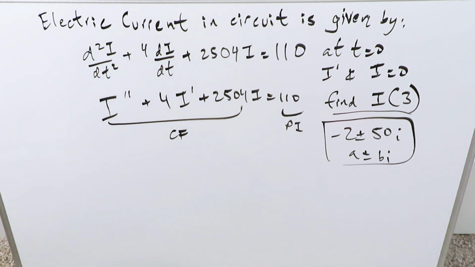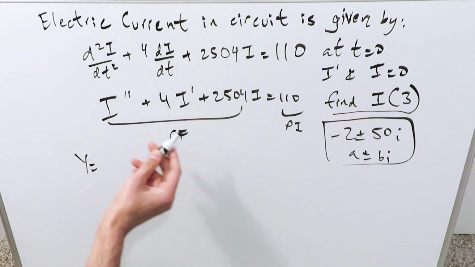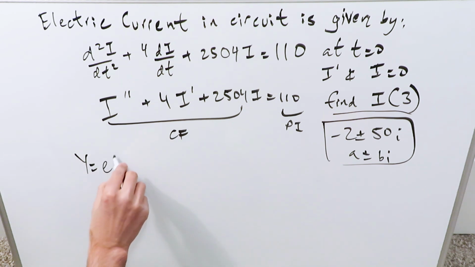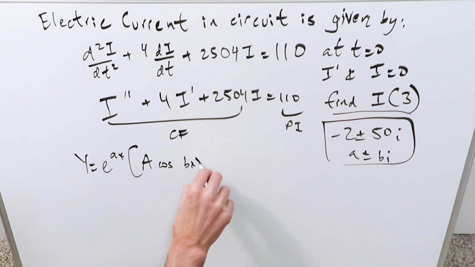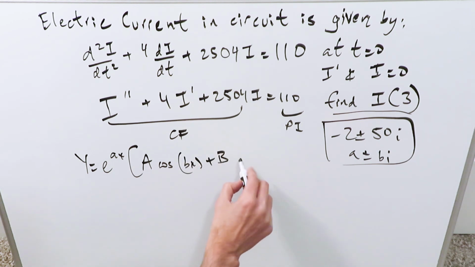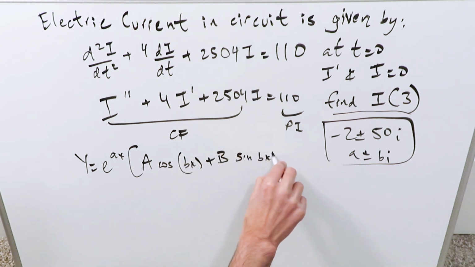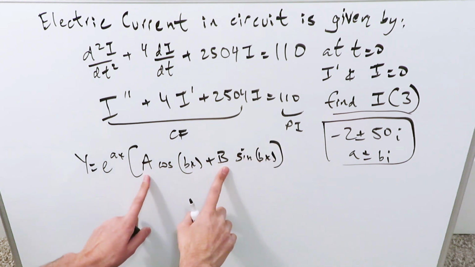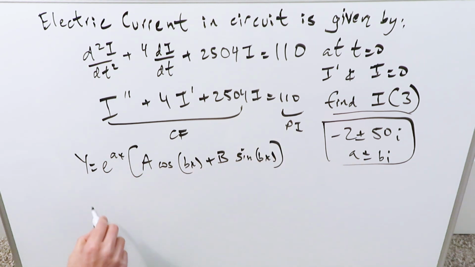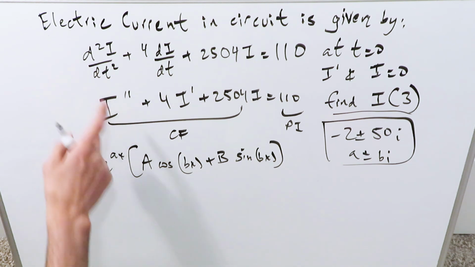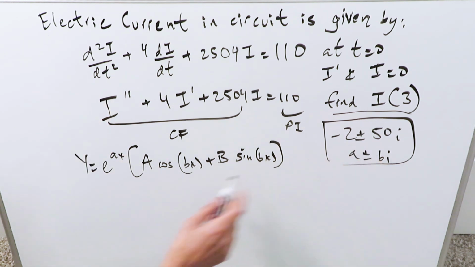Our complementary function, you know the format. I'll show you the format right here, then we'll adjust it based on our variables. y is equal to e^(ax) times A cos(bx), this is when you have complex conjugates, plus B sin(bx). Now the capital A and B are your constants, but the lowercase a and b are the real and imaginary parts. You know what you could say over here in terms of your variables I and t, bringing in the a and the b value is this.